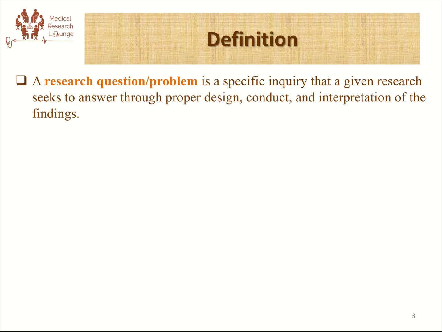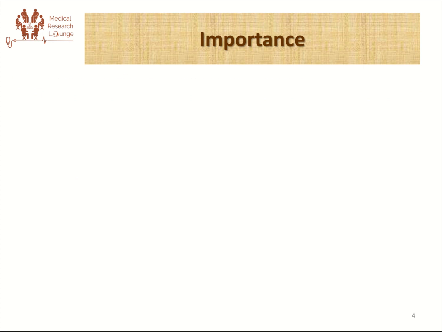So research question or problem is simply defined as a specific inquiry that a given research seeks to answer through proper design, conduct, and interpretation of its findings. As you remember from the definition of research in session 1, we said that every research starts with a research question or problem. So this is going to serve as a starting point of our entire research, so it's very important to get it right.